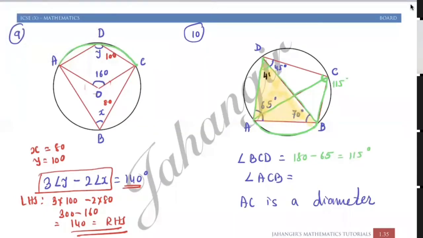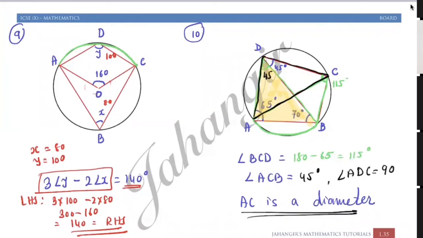This is 45 degree. Now we have to prove AC is a diameter. We already got angle ADC as 90 degree. See, angle ADC is 90 degree. So by the converse of angle inscribed in a semicircle, we can say AC is a diameter. Clear? Yes, sir.